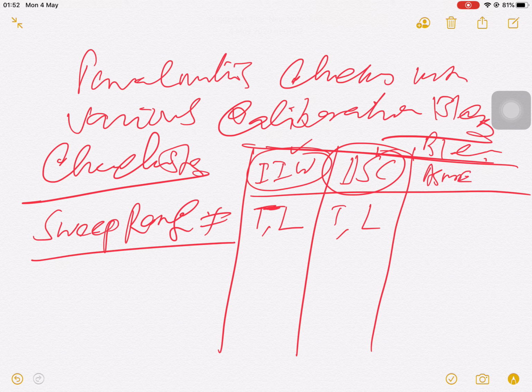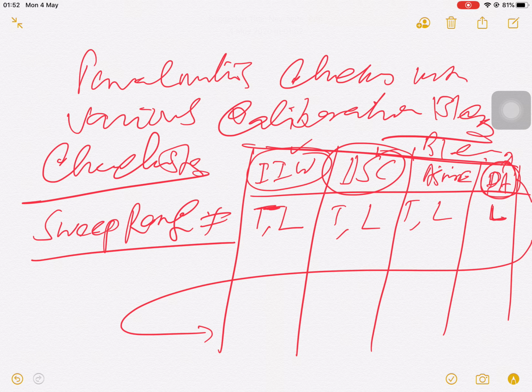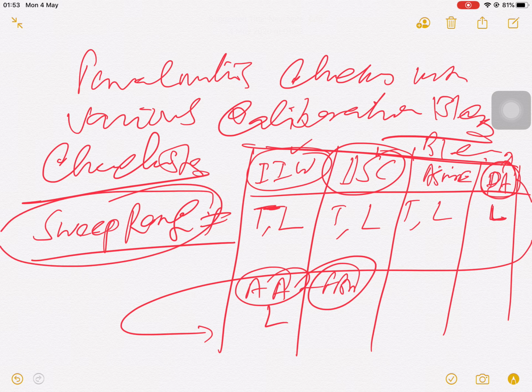Like if we take ASME, American Society of Mechanical Engineers, it is also transverse and longitudinal. And if we take DA, it is known as your distance amplitude block. This is known as your flat bottom. So in this distance amplitude, only longitudinal wave. And out of this, if we take AA, it is known as your area amplitude block or flat bottom hole. It is also only longitudinal waves. Okay, so this is for the sweep range.